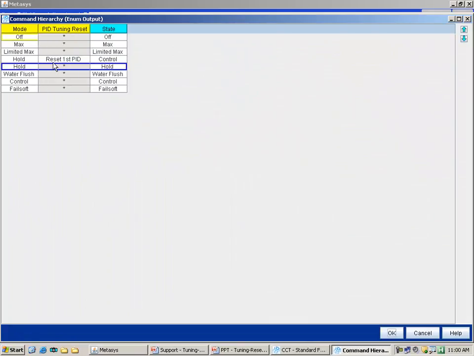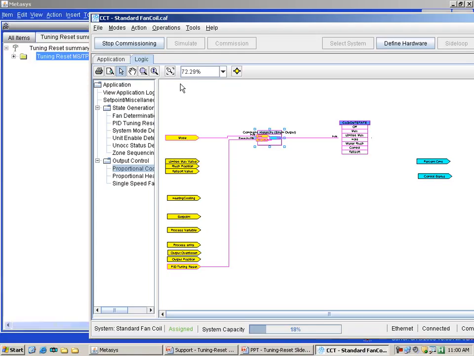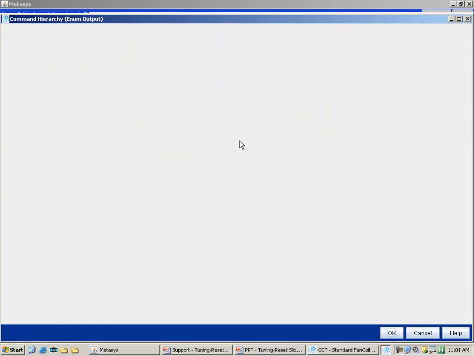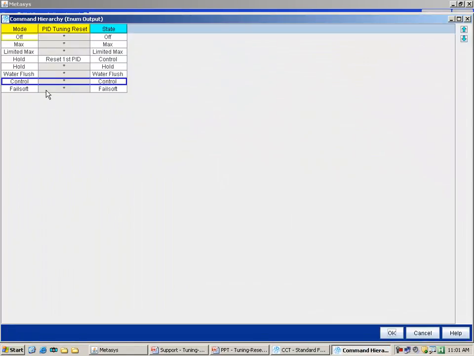It went into the hold state. I may have missed the reset first PID command. And it looks like I'm back in control already. So I could not see that because of the display being 20 seconds and updating. The command actually executed. But you can see what's going to happen here. When the reset first PID command is executed, this module goes into the control mode during the reset procedure, and then it goes back to the normal mode, which was control.